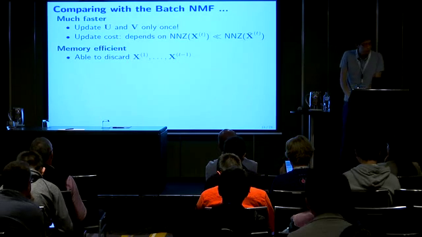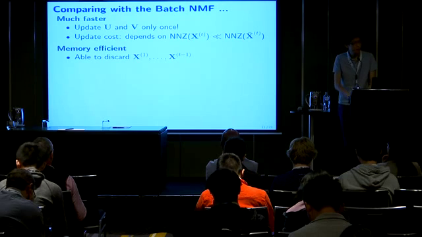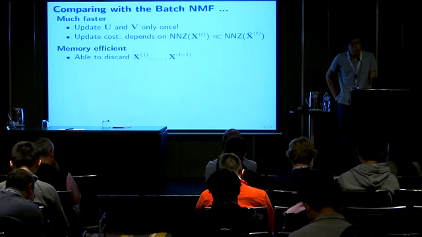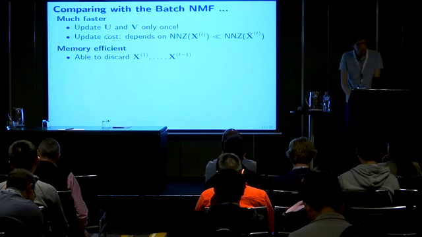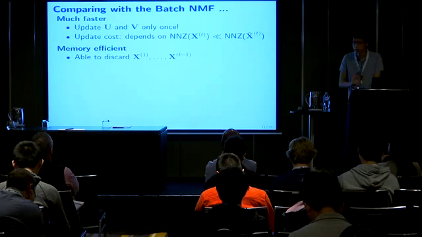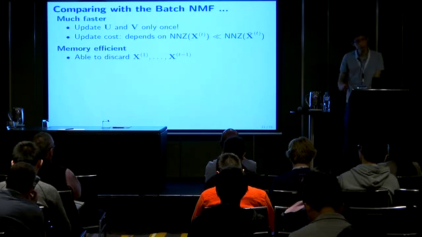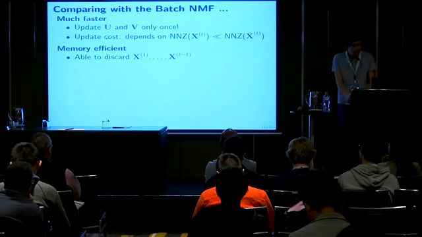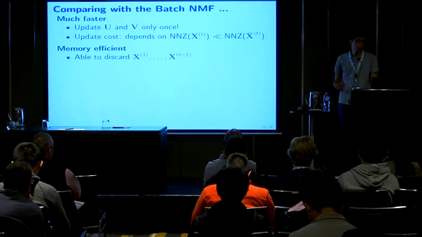Let me summarize the advantages of our algorithm compared to the batch NMF. First, it is very fast. In our algorithm, we only need to update U and V just once for each time t. And also, the update cost only depends on the number of non-zeros of xt, which is drastically smaller than the number of non-zero elements of the averaged matrix. And it is memory efficient because this update only requires the current observation. So we don't need any past observation. We just discard them.